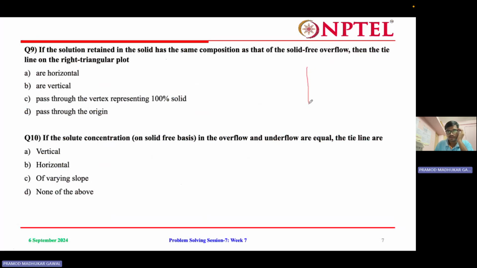So here is a right triangular plot. A is 100% inert, B is 100% solvent, and C is 100% solute. So this is the overflow, and this is the underflow.